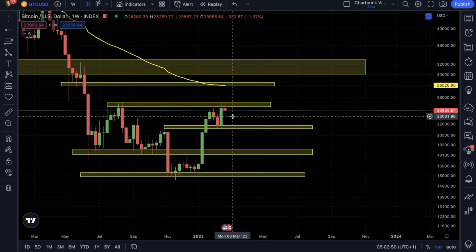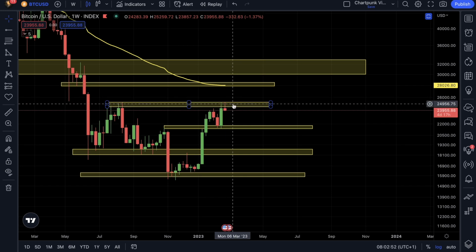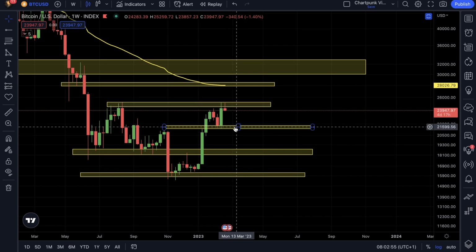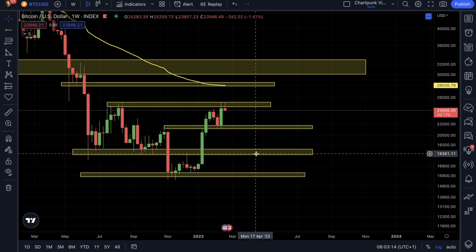So currently we are looking for supports. This is the resistance, as I mentioned, and I think on the weekly chart the most important support is the zone which is around 21,500. This is clearly a zone that should act as a support and which the bulls should be able to hold if there is a downward movement.